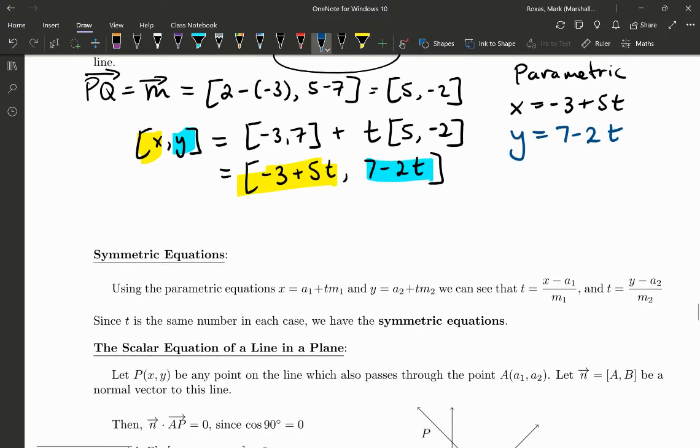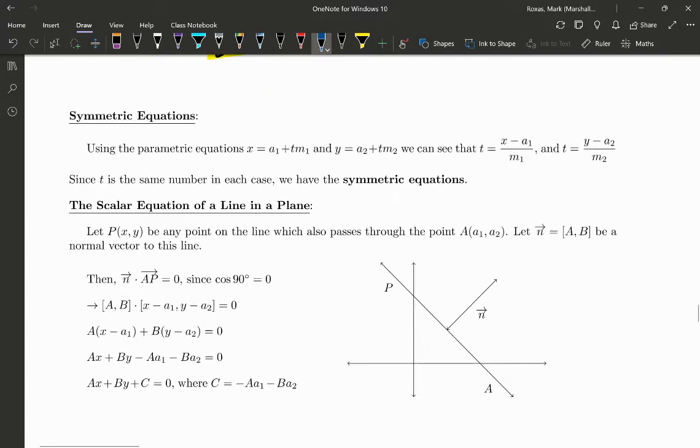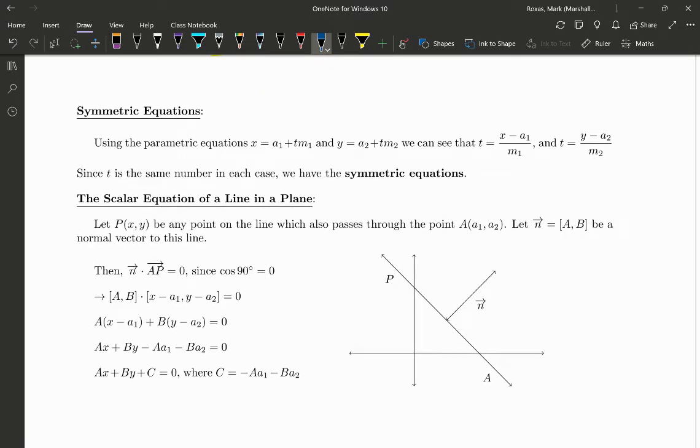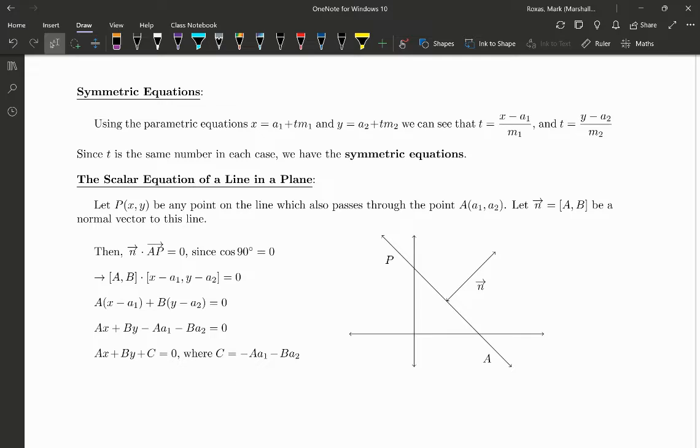Okay, and that brings us to a third type of equation, which is our symmetric or scalar equation of a line. We're going to let any point P be a point on the line which passes through point A. So here's point P, and let's say there's point A down here. We're going to let this vector n be the vector capital A, capital B, and this is a normal vector to this line, so it's 90 degrees to the line.